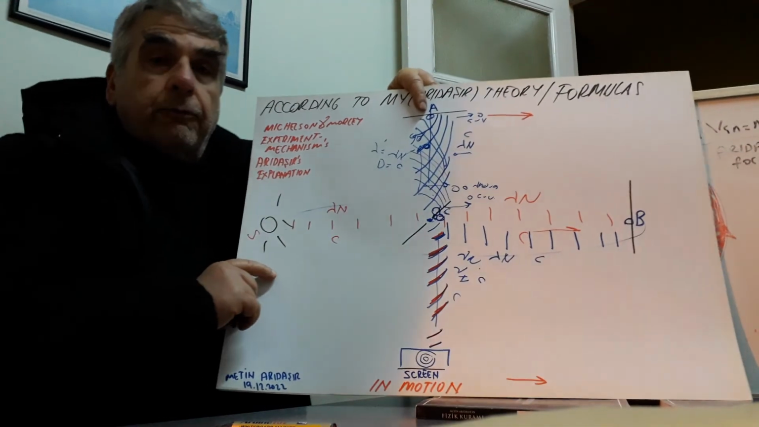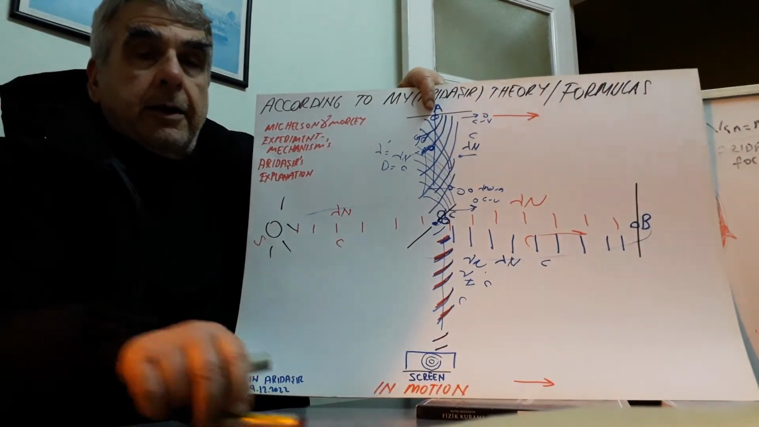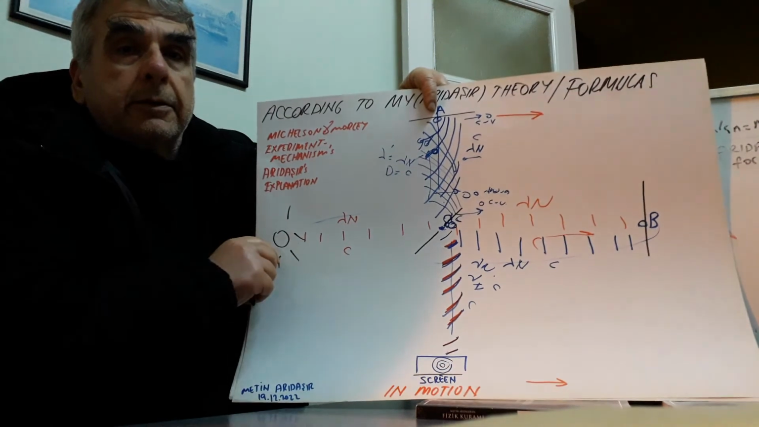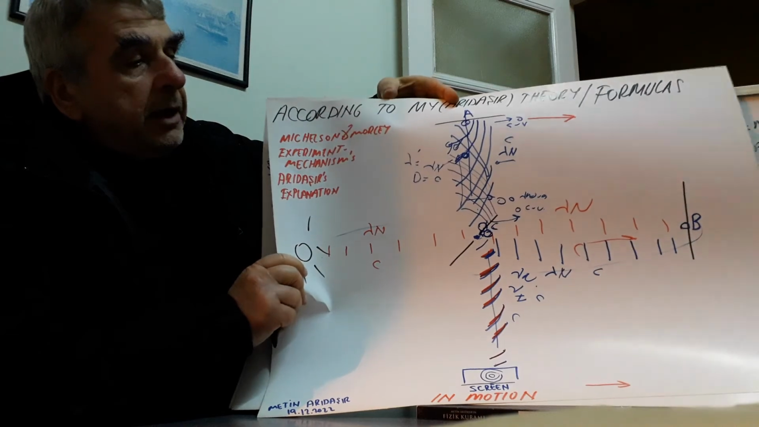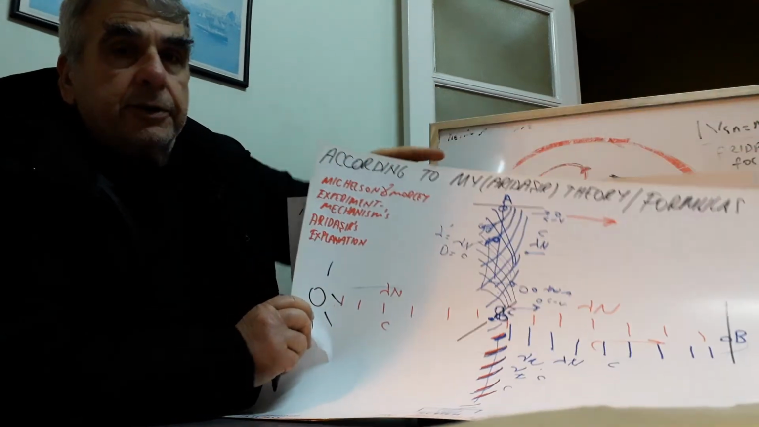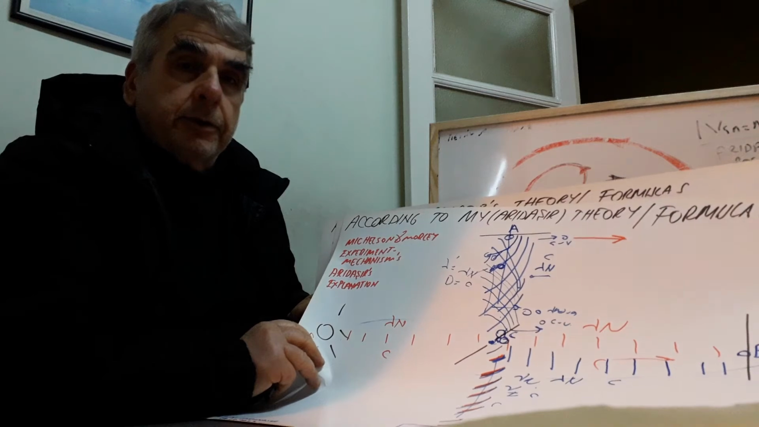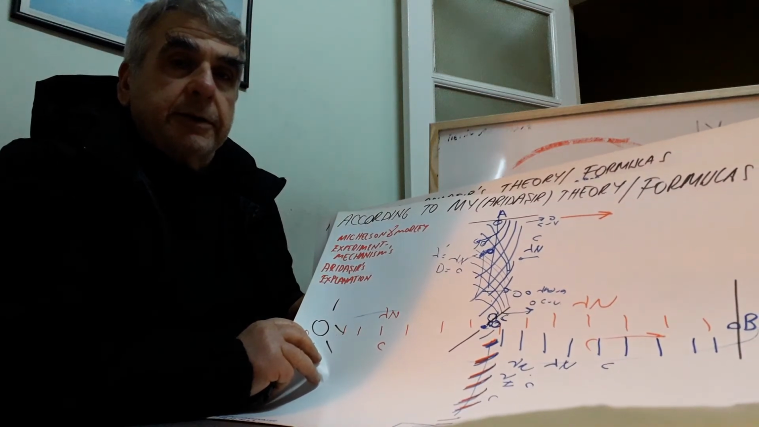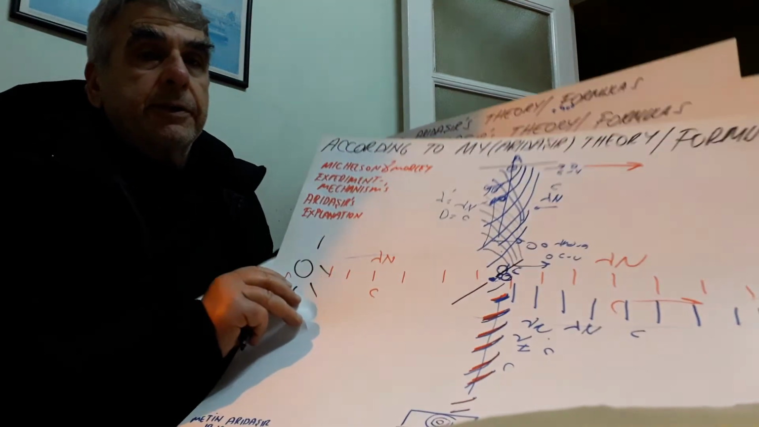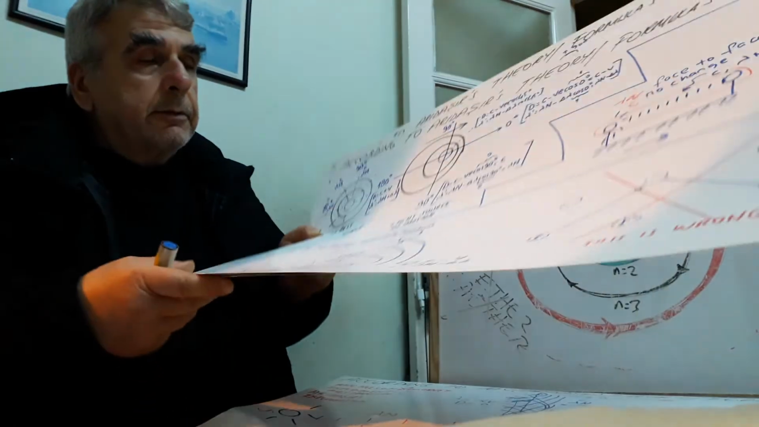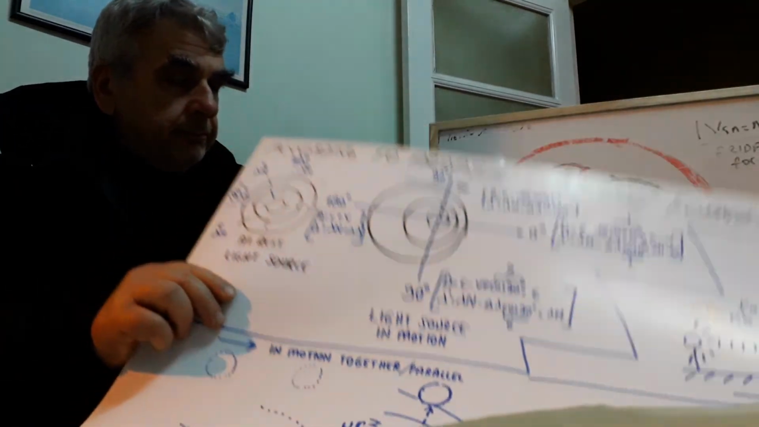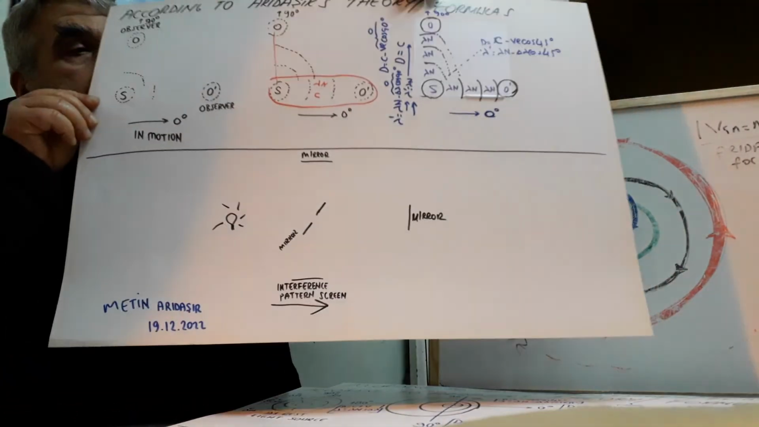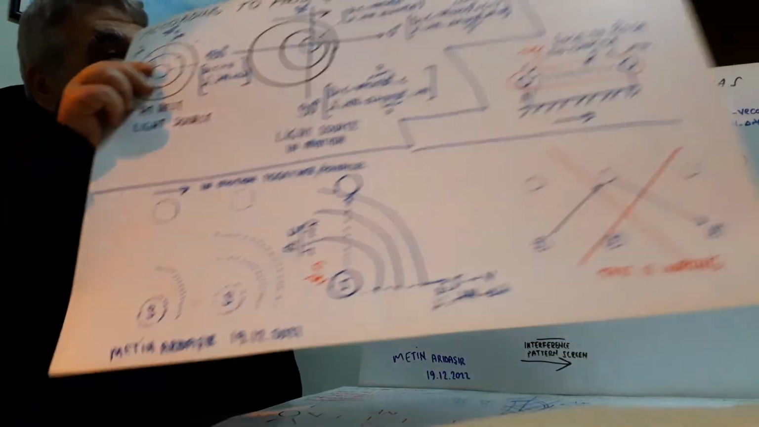But why? Why? I explained now why. Okay? Time dilation and length contraction are wrong. Special relativity theory is wrong. Lorentz transformation equations are wrong. Now, snapshot. Here. And here.